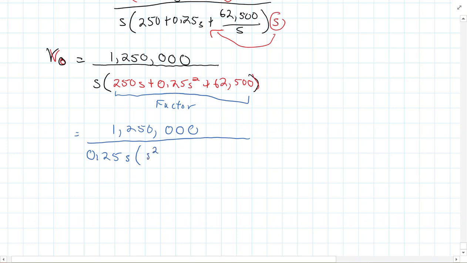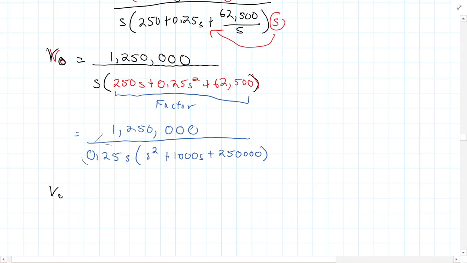Okay, if I factor out a 0.25, I've got to do 250 divided by 0.25, which would be plus 1,000 S, plus then I've got to do 62,500 divided by 0.25, which would be 250,000. So that's what I've got so far. And again, the only roughness about this problem is that we do have some large numbers that we're having to deal with. So I'm going to now take this 0.25 into the numerator, so that basically means multiplying by 4.